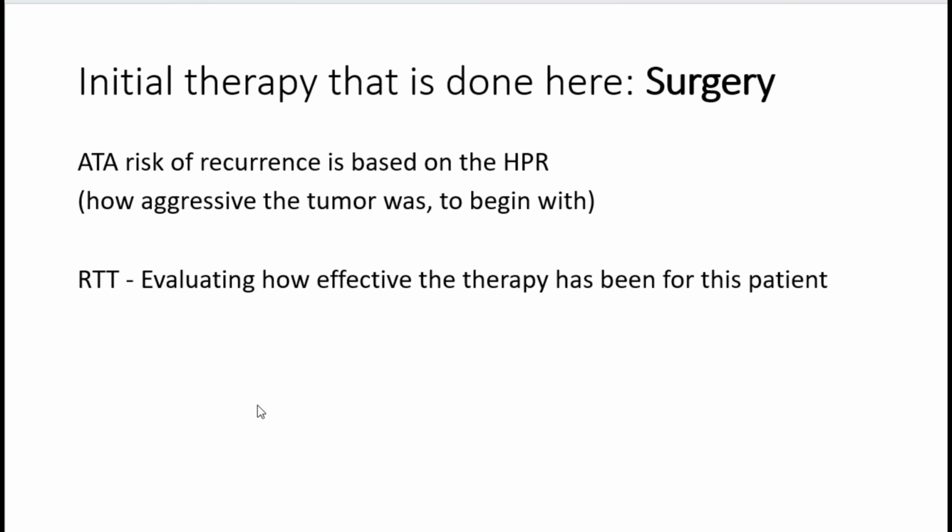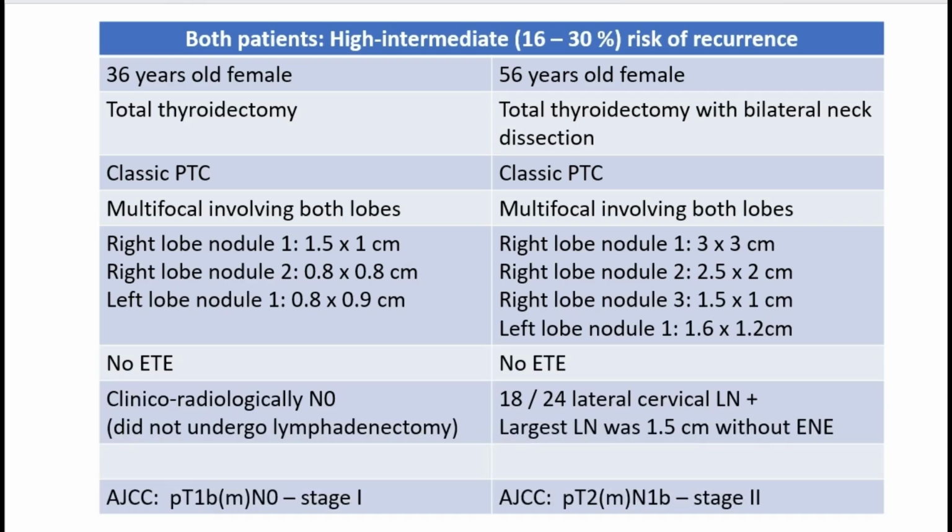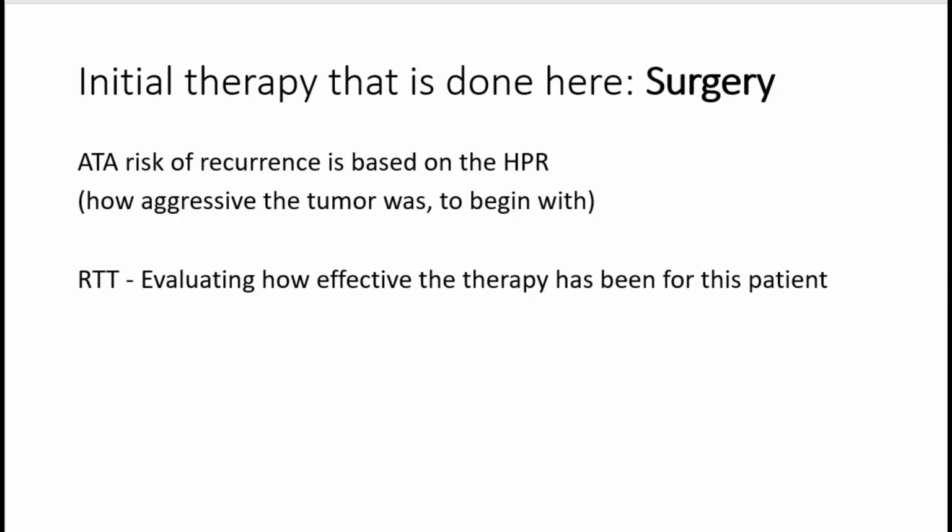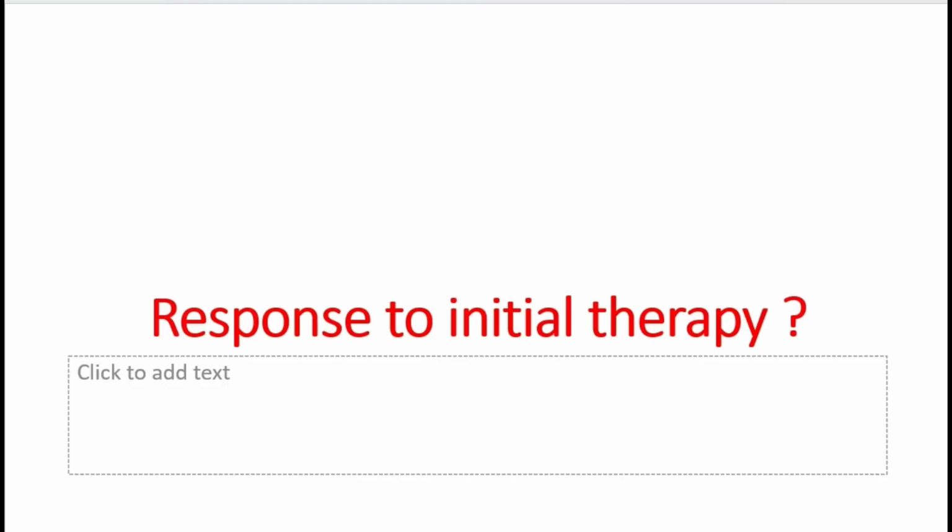Risk of recurrence tells us how aggressive the tumor was when the tumor was in the patient's body. Had it already spread to lymph nodes? Did it have an aggressive biology, histology, all that? Response to therapy evaluates how effective the therapy has been. Rather, in very simple terms, for our post surgery evaluation, response to therapy simply evaluates how good the surgery was. In plain English, it evaluates how effective or how good the surgery was.